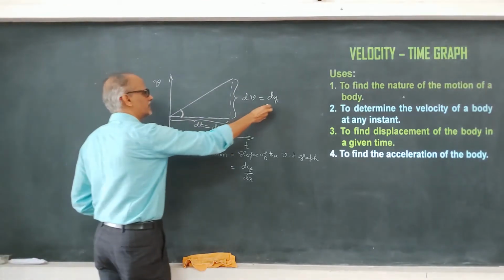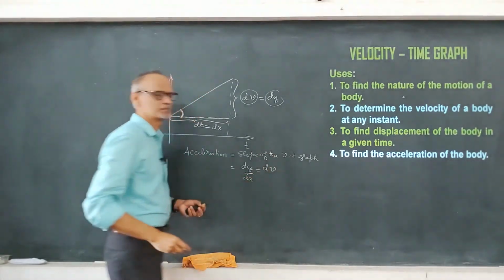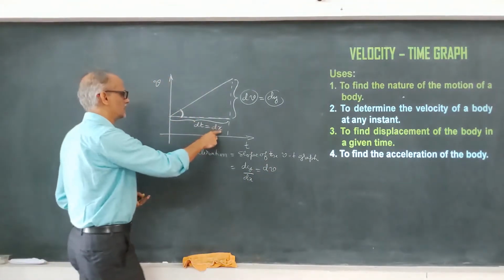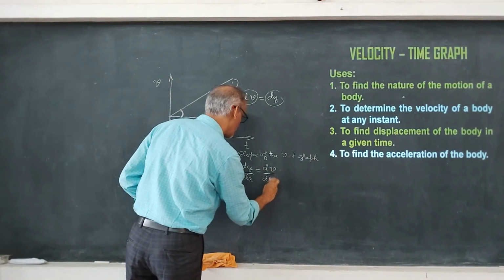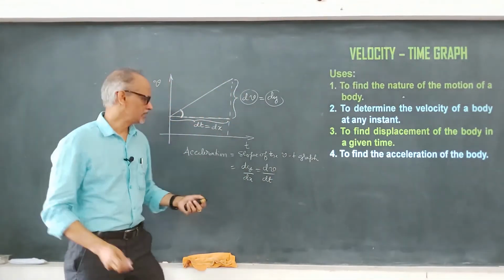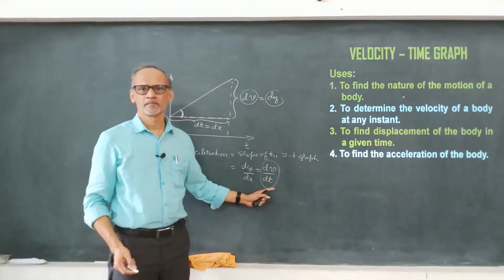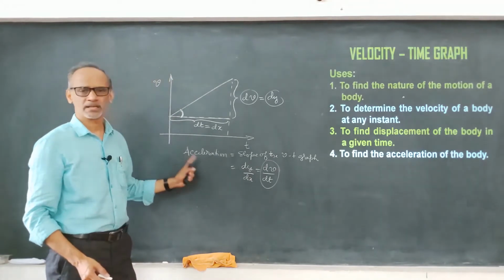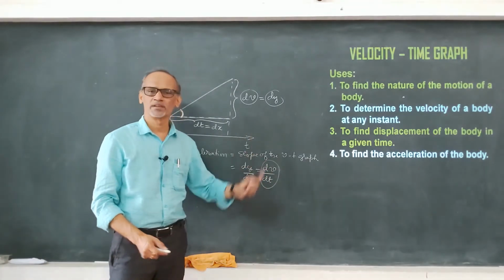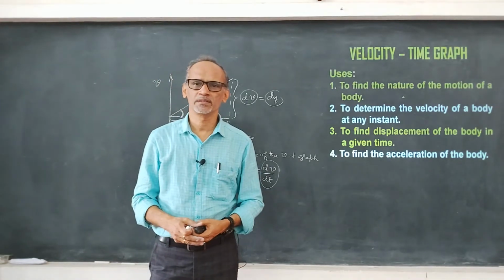But what is the dy here? Dy is nothing but dv. What is the dx here? Dx is nothing but dt. And we have already used this formula. Do you remember? dv by dt. Change in velocity to the time gives what? Acceleration. Acceleration is the rate of change of velocity. So this is the fourth application of the VT graph.